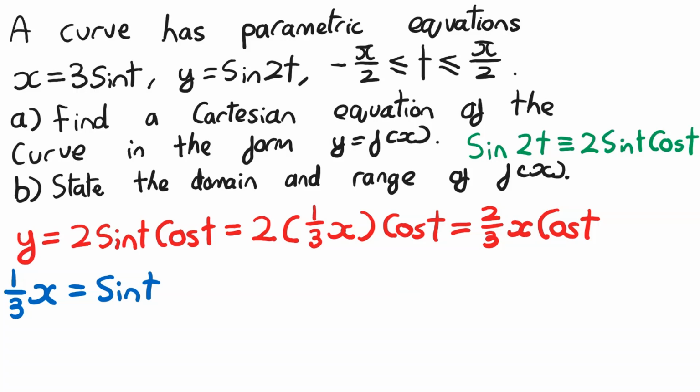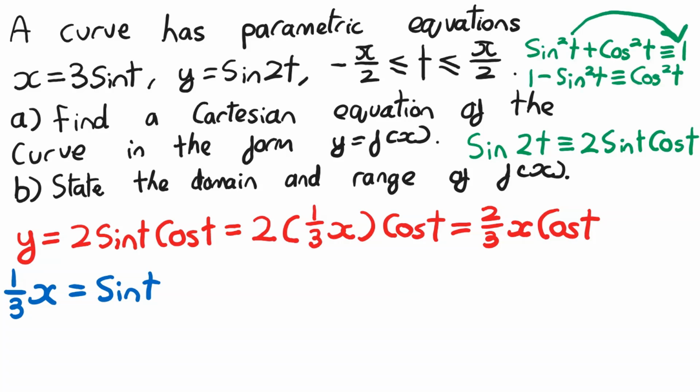And the way that we're going to do that is we have this equation here with sin t as the subject, and if you consider the trigonometric identity that sin squared t plus cos squared t is equivalent to 1, if you move this sin squared t to the other side, you get that 1 minus sin squared t is equivalent to cos squared t. So what we can do is we can sub out this sin t here for this 1 over 3x and get an equation that involves cos t.